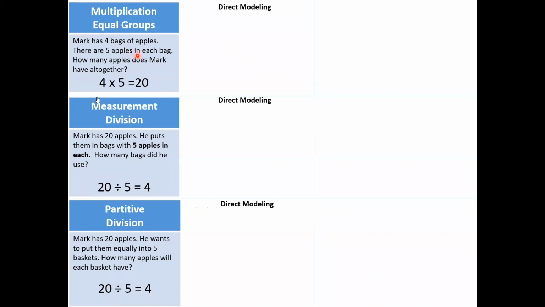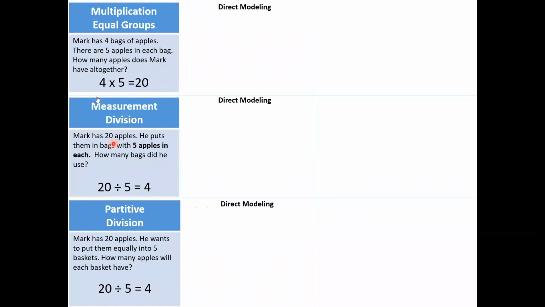So multiplication equal groups. Mark has 4 bags of apples. There are 5 apples in each bag. How many apples does Mark have altogether? And again, for us, we immediately would say, well, 4 groups of 5 equals 20. We're multiplicative thinkers, and that is how we'd solve that, right?